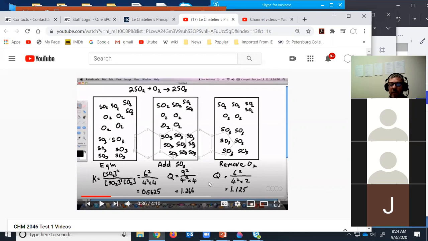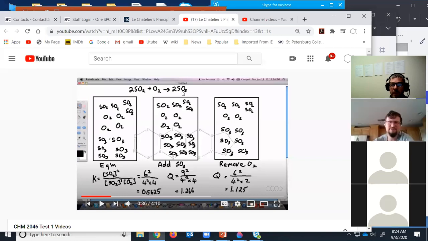And we've got to say to ourselves, well, what's going to have to happen to this reaction in order to get Q back to K? Well, the Q value is going to have to go down, which means that the SO3 has to go down and the SO2 and the O2 have to go up. So this reaction is going to shift towards the reactants in order to make that happen. So the reactants have to get bigger and the products have to get smaller. Does anybody have any questions?